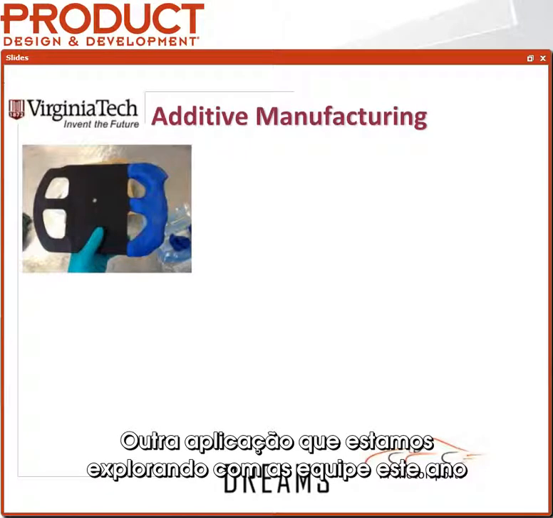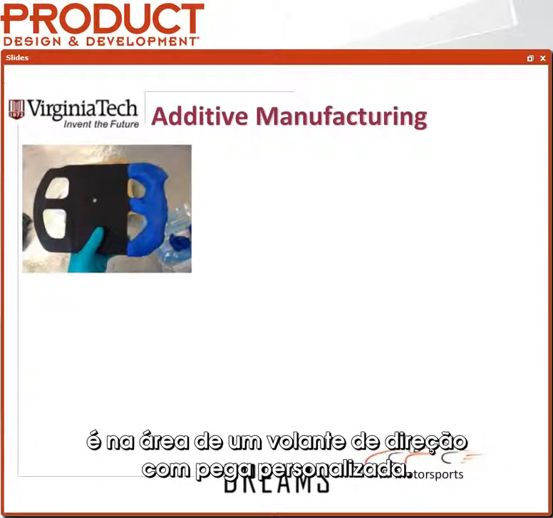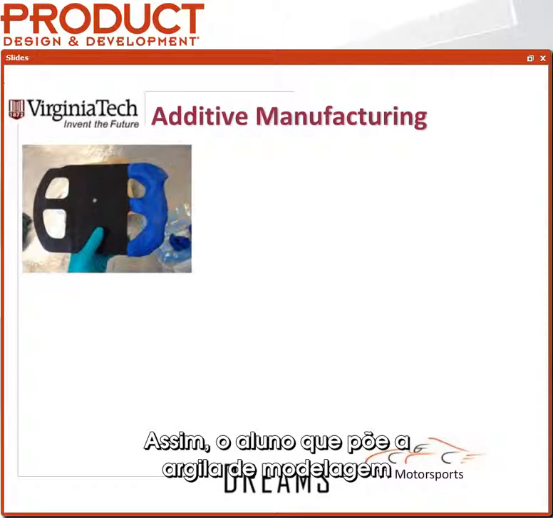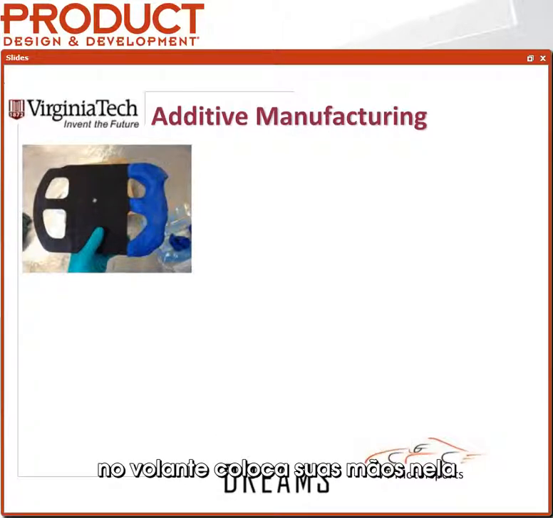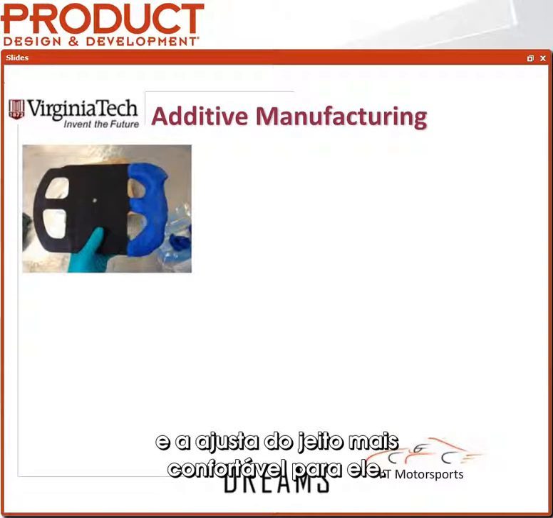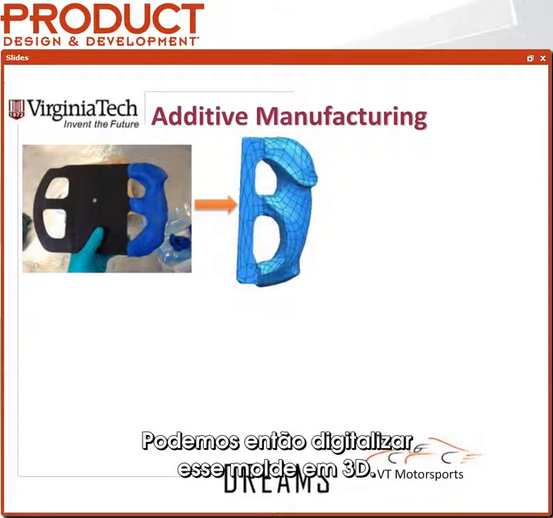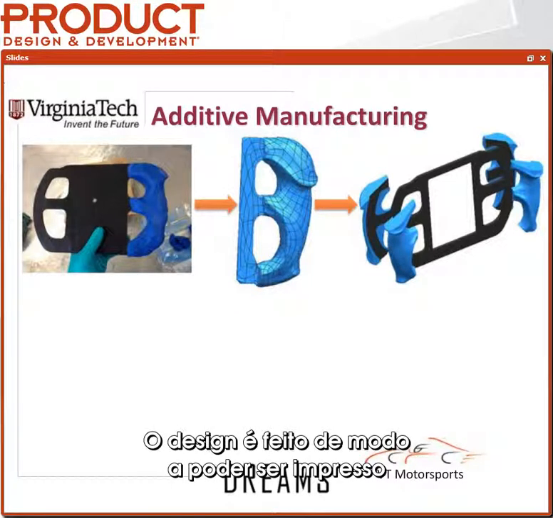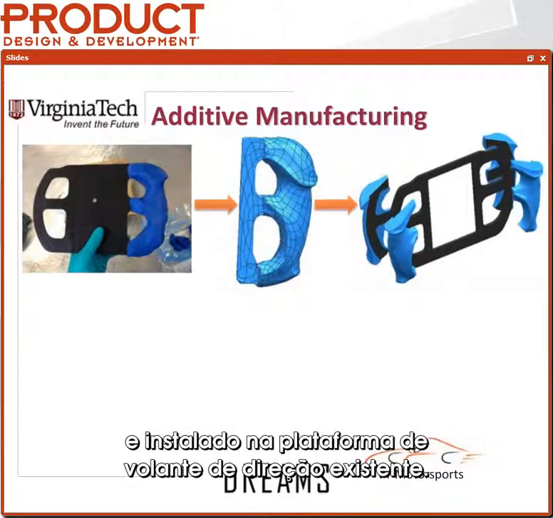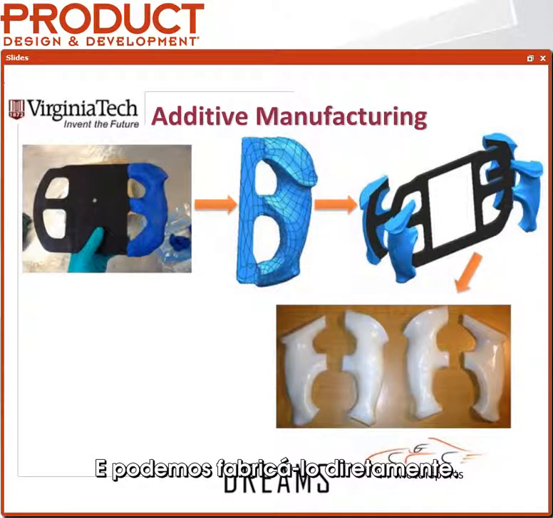Another application we're exploring with the team this year is in the area of a custom fit steering wheel. So we have a student who put modeling clay on the steering wheel and then put his hand on there and got to the form at which he was most comfortable with. We can then 3D scan that mold and design it such that it can be printed and then installed on the existing steering wheel platform, and then we can directly fabricate that.